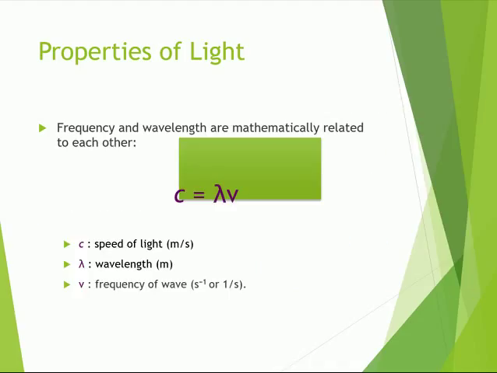It was known that frequency and wavelength were mathematically related: c equals lambda multiplied by nu. So we have c, which is a constant, the speed of light, equals lambda, this kind of funny looking Greek letter, which represents wavelength measured in meters. And we have nu. I know this looks like a v, but this is actually the Greek letter nu, N-U, and it represents the frequency of the wave.